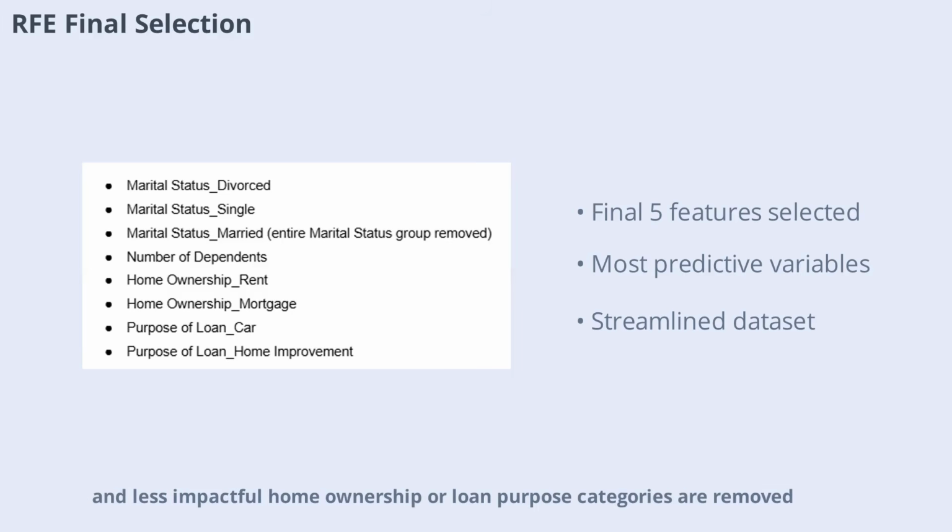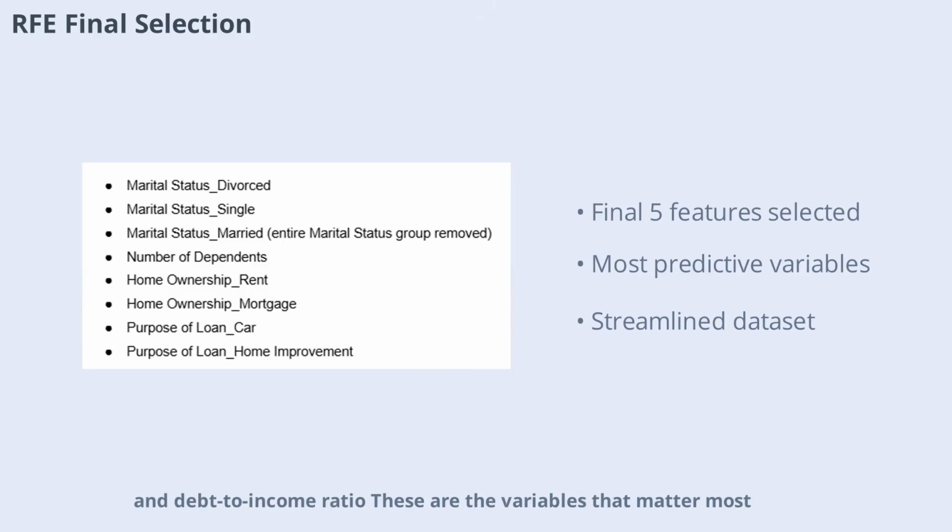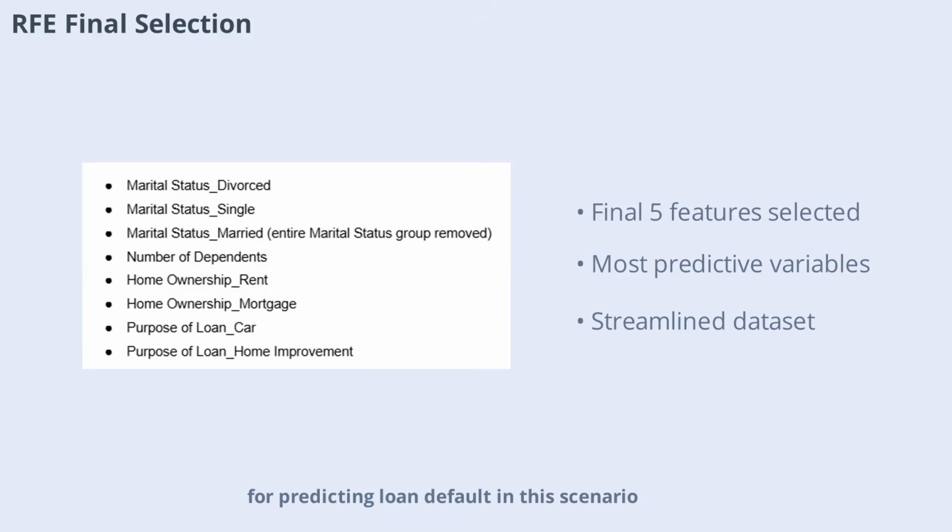categories are removed. Eventually, the process leaves us with the 5 most influential features: credit score, annual income, loan amount, employment length, and debt-to-income ratio. These are the variables that matter most for predicting loan default in this scenario.